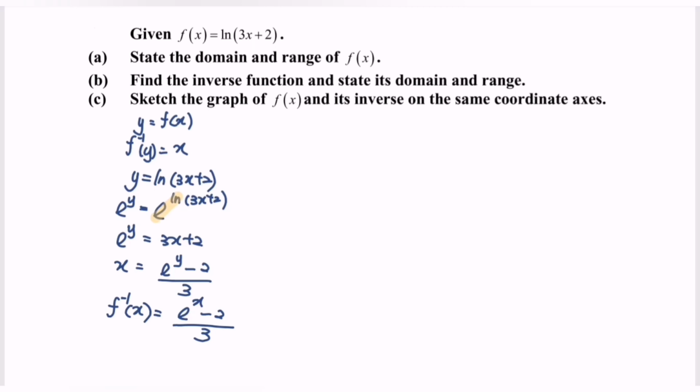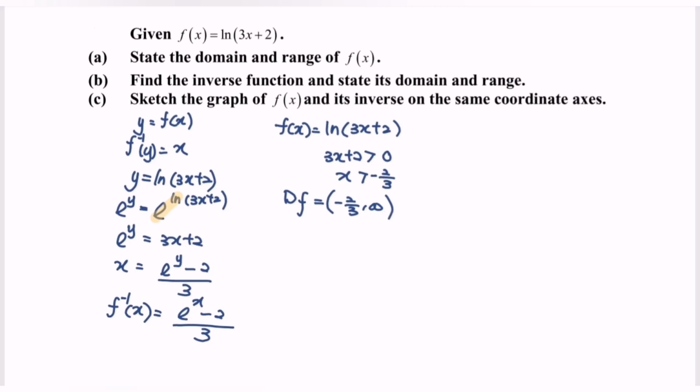So kindly refer to the function f(x), where we have ln(3x + 2). Kindly focus on the domain for the function f(x). As we all know, for ln, the internal function must be 3x + 2 greater than 0. So from here, x must be greater than negative 2/3. So the domain for f is negative 2/3 until infinity, where the negative 2/3 is not included.